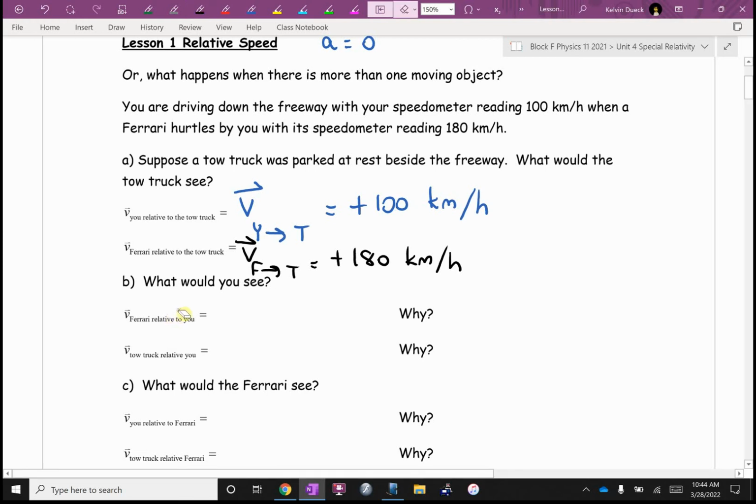How fast do you see the Ferrari traveling relative to you? You don't see it traveling at 180. Why not? Because you're already traveling at 100. How fast is the Ferrari traveling relative to you?